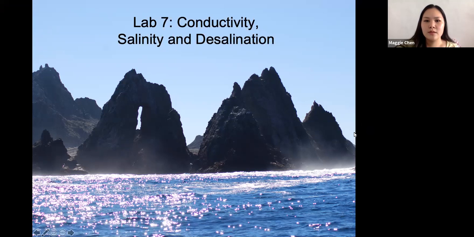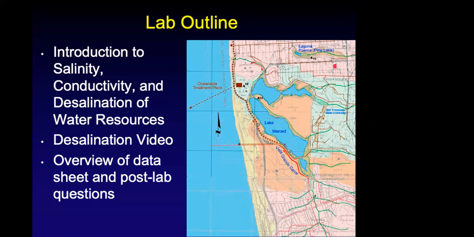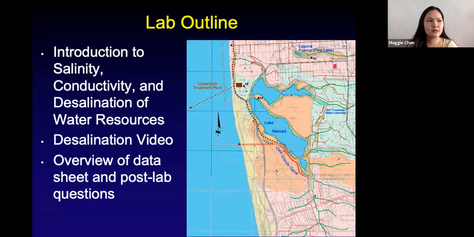So the lab outline for today is that we're going to go over salinity, conductivity, and desalination of water resources. What does that look like? What are each of these parameters? And the desalination video, which is around 10 minutes, shows you how you would do the process in a lab, where you would take out pure water from seawater. That gives us a really good background on what it would look like in a wastewater treatment plant. And at the end, I'll give you an overview of the data sheet and the post-lab questions on Canvas, which you'll answer and turn in.